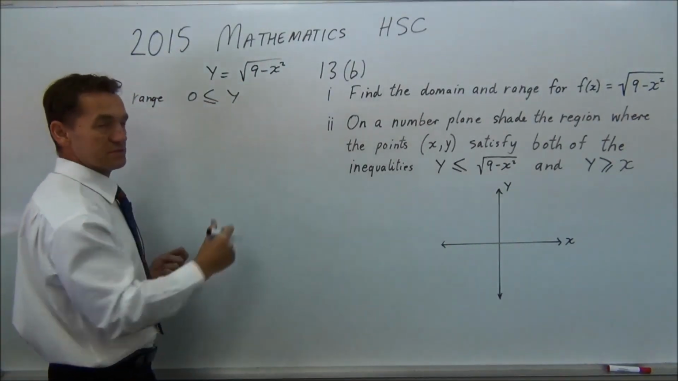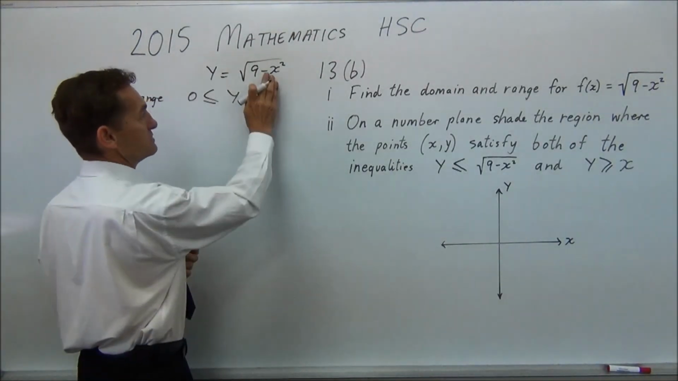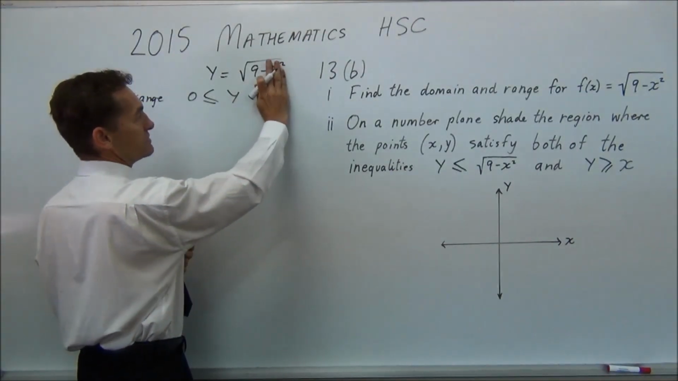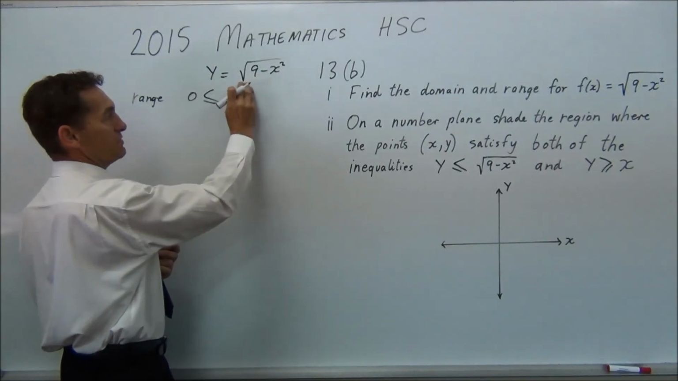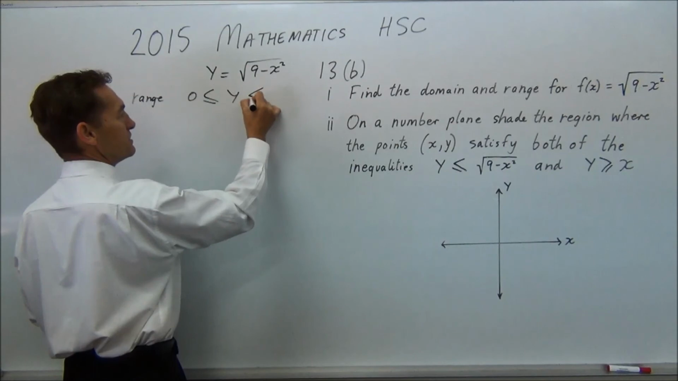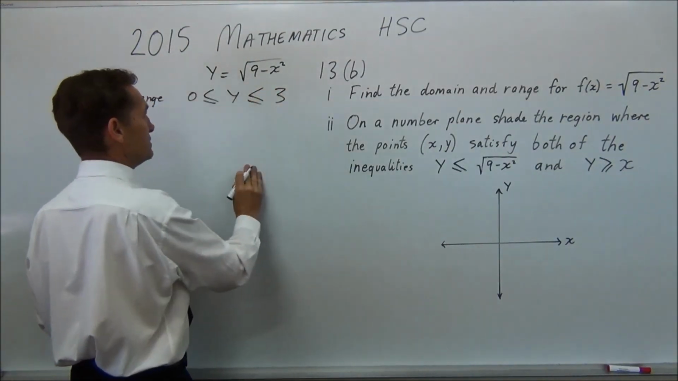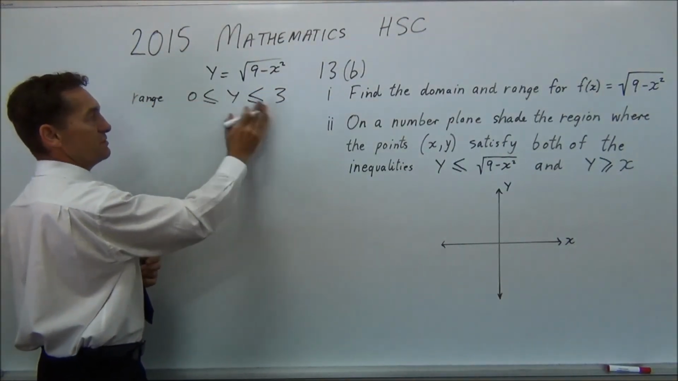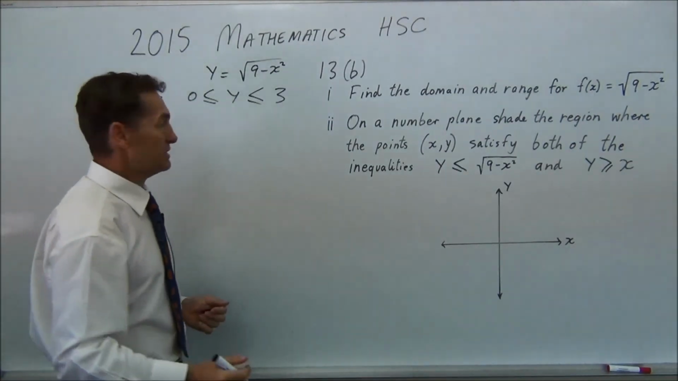And what's the biggest thing y can be? Well, since this is negative, if we take this off, the biggest thing y can be is the square root of 9. What's the square root of 9? 3. So the biggest thing y can be is 3. So the range goes from 0 to 3. Okay, now let's look at x.